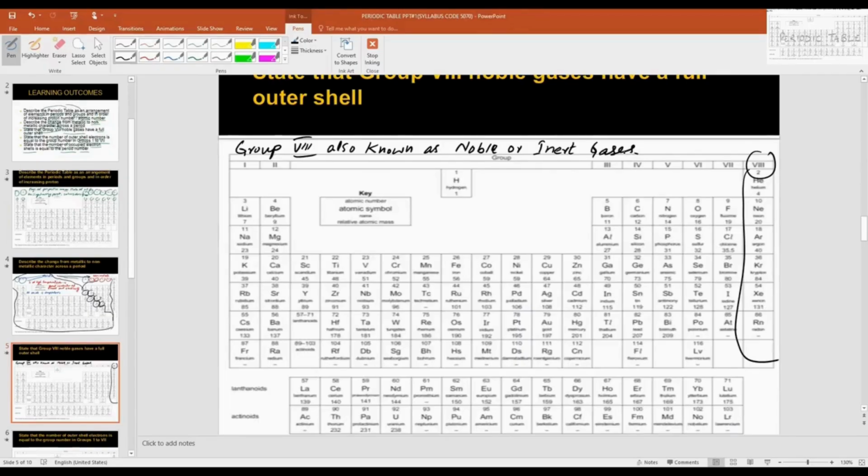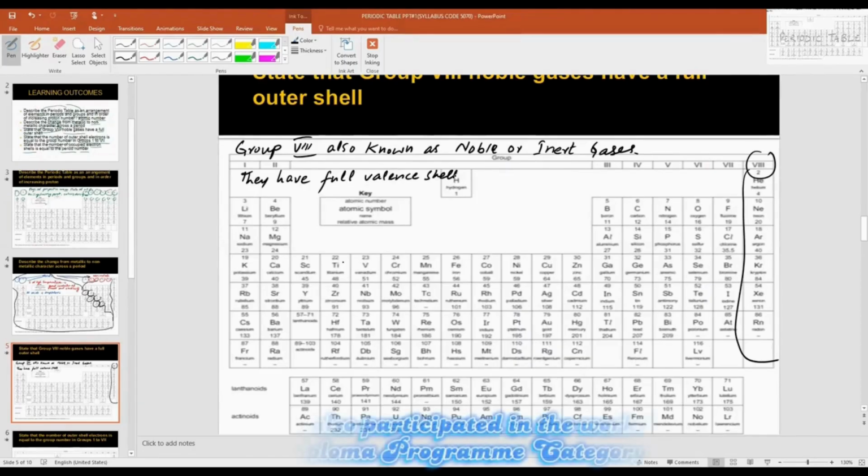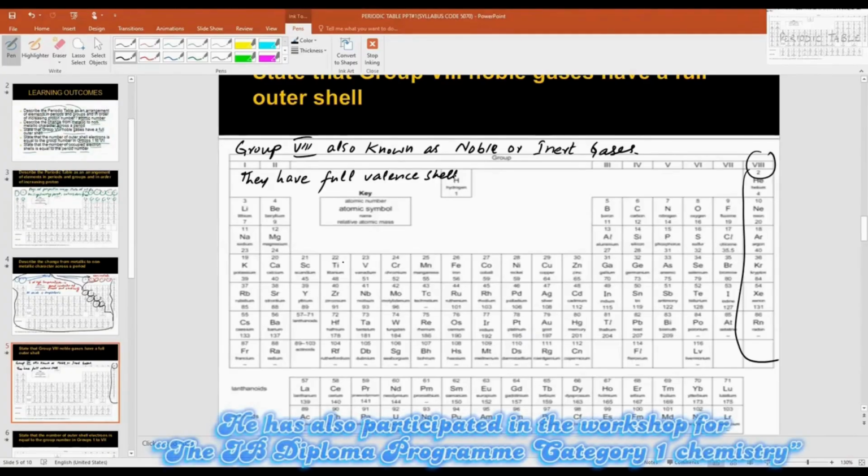They are unreactive because they have a full outermost or valence shell. They have a full valence shell. We can also say that they have a stable electronic configuration. This tells that noble gases are unreactive or do not form any ionic or covalent bonds with other elements.